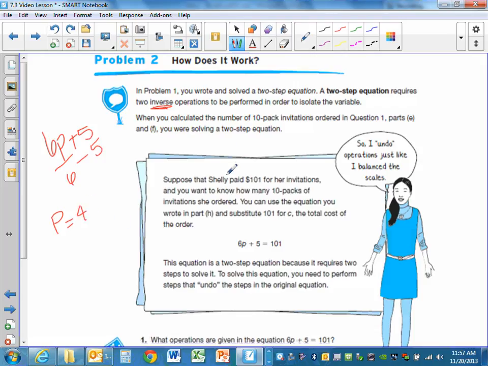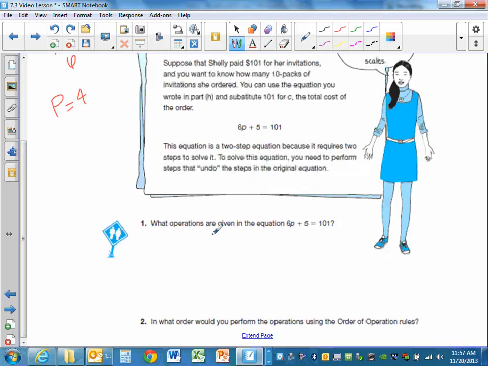When you calculated the number of 10 packs ordered in question 1, parts E and F, you were solving two-step equations. Suppose that Shelley paid $101 for her invitations, and you want to know how many 10 packs of invitations she ordered. You could use the equation you wrote in part H and substitute 101 in for C, the total cost of the order.